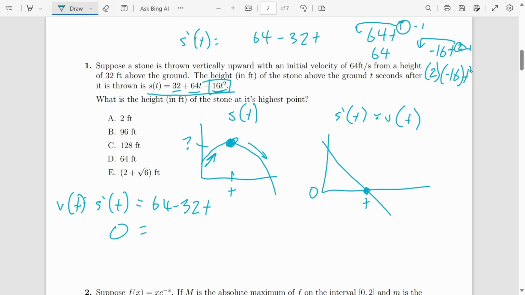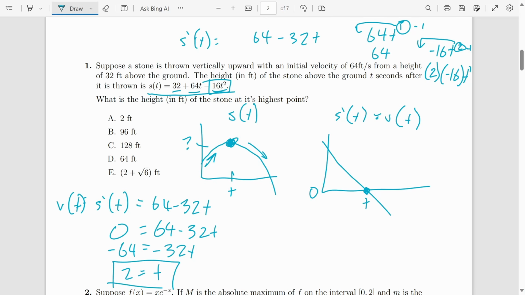And now we can go ahead and set this equal to 0 and solve for t. So 0 equals 64 minus 32t. Solving this, looks like we can subtract 64 from both sides. Negative 64 equals negative 32t. Dividing both sides by negative 32, we get 2 equals t. So we've got this now, t equals 2.